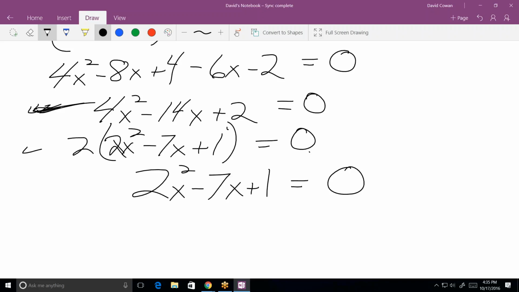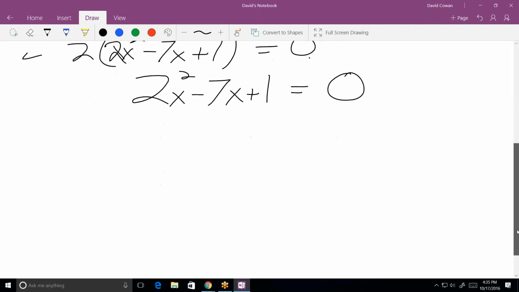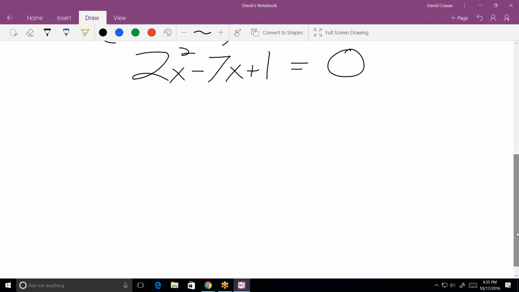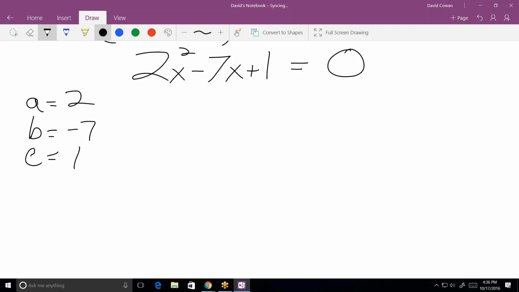Okay, so how do we solve this? If you can't factor it, what do you do? Quadratic formula. Quadratic formula is always the choice of the last resort. Tell me what A, B, and C are. So A is going to be 2, B is going to be -7, C is going to be 1. Okay, now what's that going to give us?